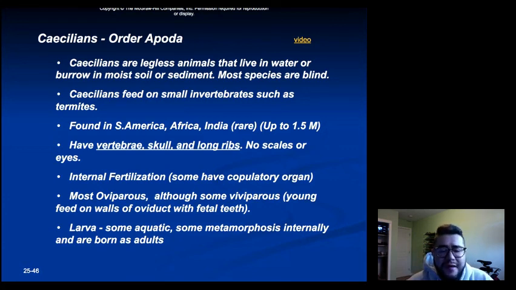They have internal fertilization, where some of them even have copulatory organs. Most are oviparous, though you see some viviparous with live birth of young. And then the larvae sometimes are aquatic, sometimes dwell on land. Sometimes there's a metamorphosis, or sometimes they're even born as adults.